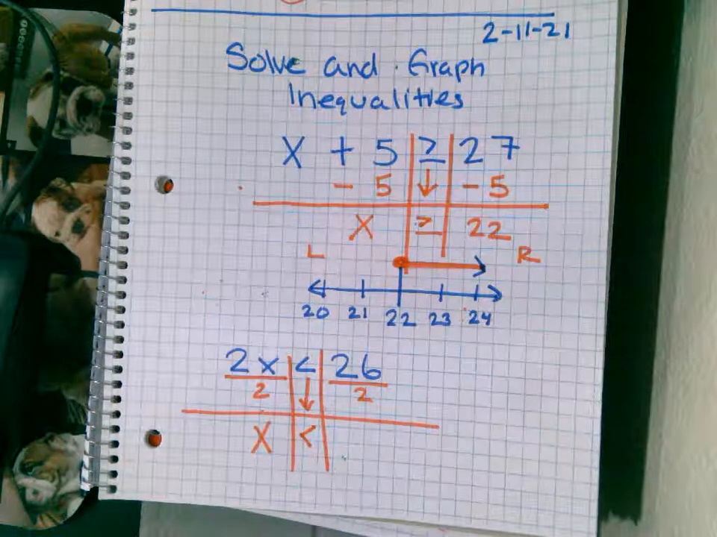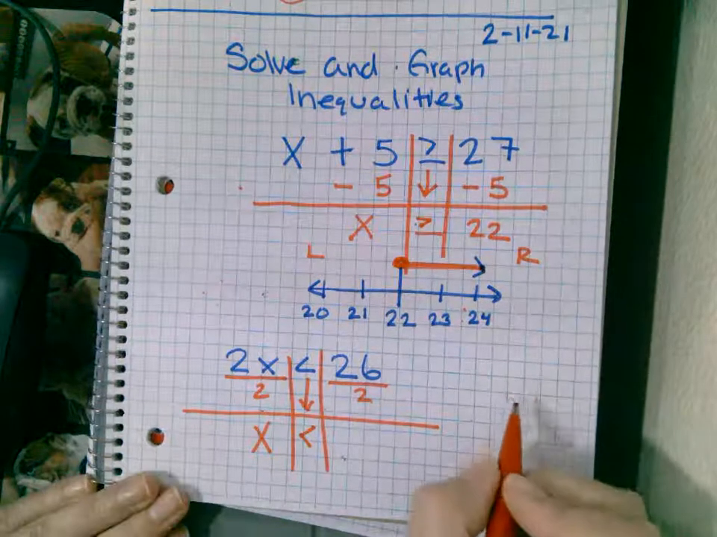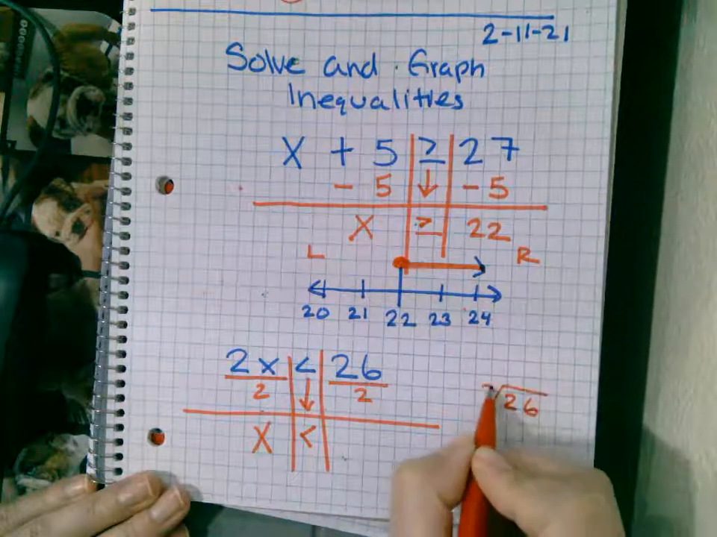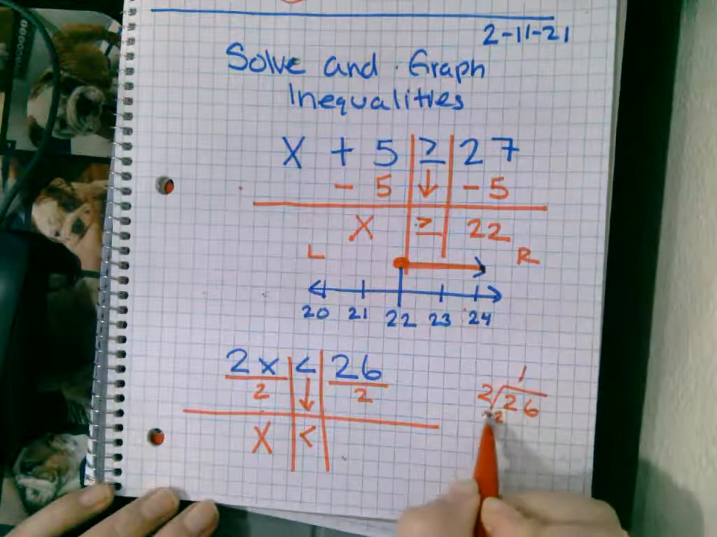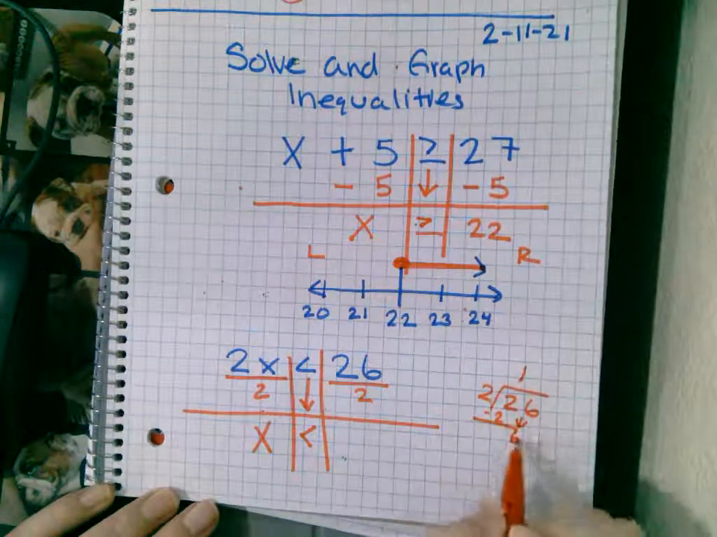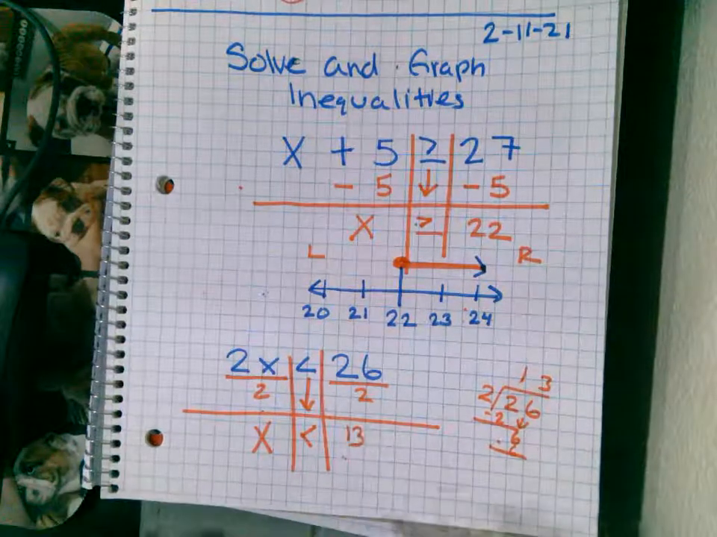Now to the math. What's 26 divided by 2? Yes, 13. If you need to do old school math, do old school math. No one's telling you not to. 2 goes into 2 one time. Bring down the 6. 2 goes into 6 3 times, right? So we have 13. Awesome.